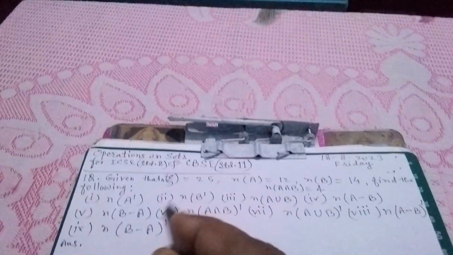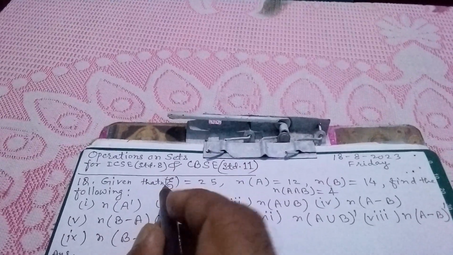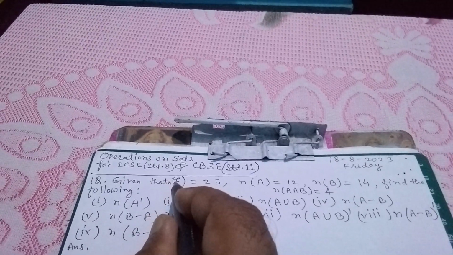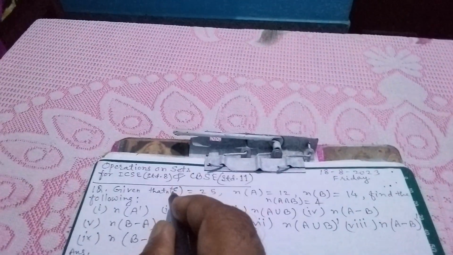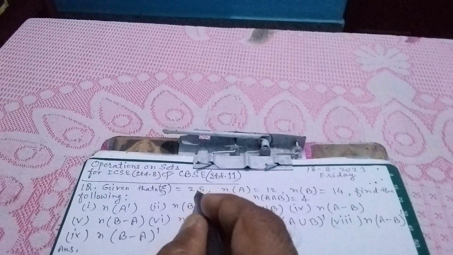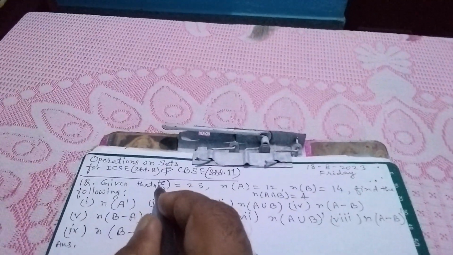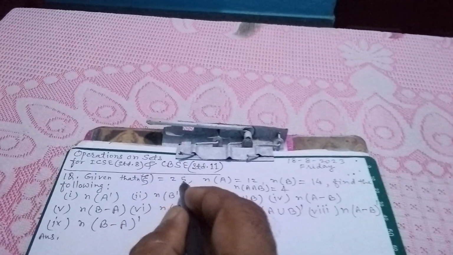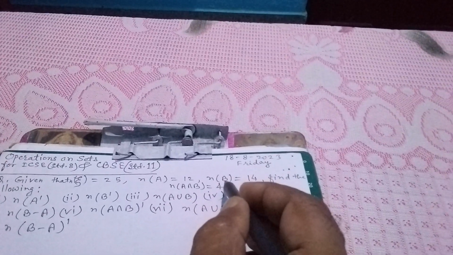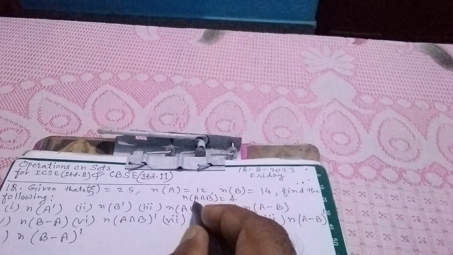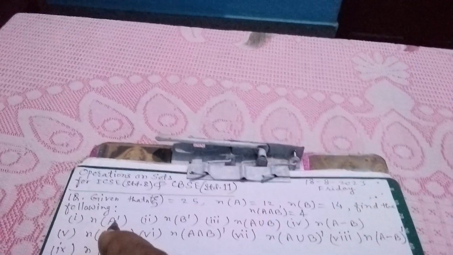According to the syllabus, here is the question. The number of elements in the universal set, where epsilon is used (a Greek letter which stands for the universal set), is 25. This is also read as the cardinal number of the elements in the universal set is 25, the cardinal number of elements in set A is 12, the cardinal number of elements in set B is 14, and the cardinal number of A intersection B is 4. Then we have to find the cardinal number of set A complement.